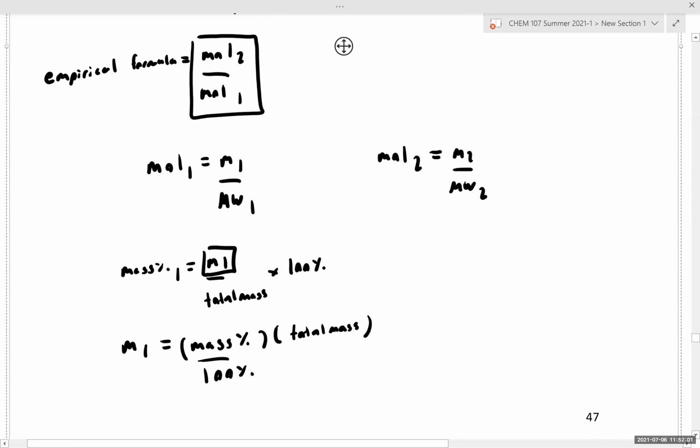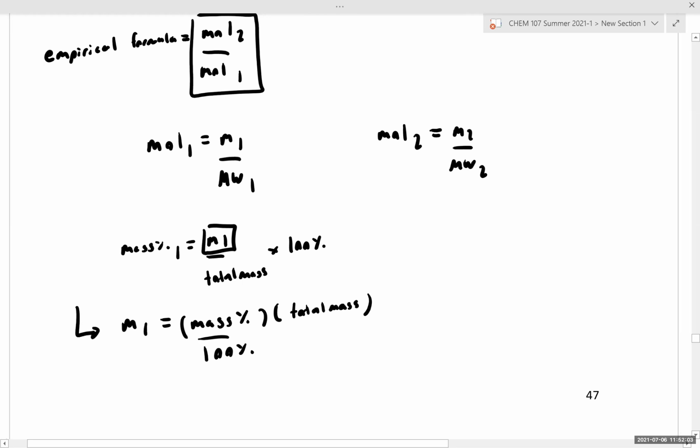Now, in most cases, we will not be given the total mass of the sample we're studying. And what's pretty interesting, and what we'll see in a moment, is that the total mass of the sample doesn't matter when you're calculating the empirical formula. The only thing we care about is the mass percentage. We'll show that in a moment.